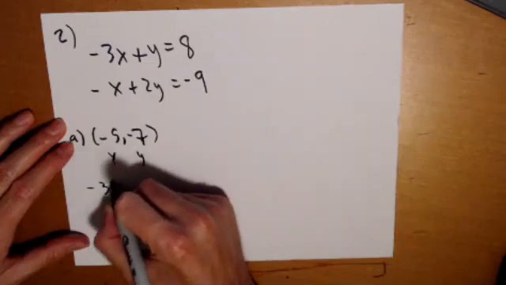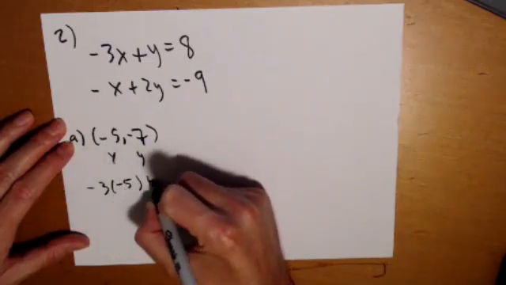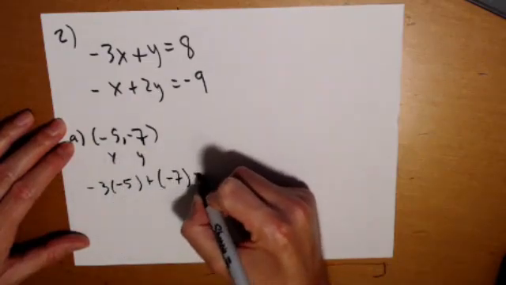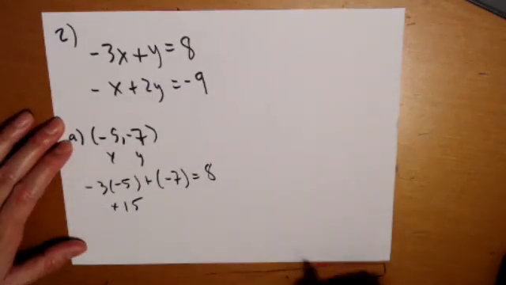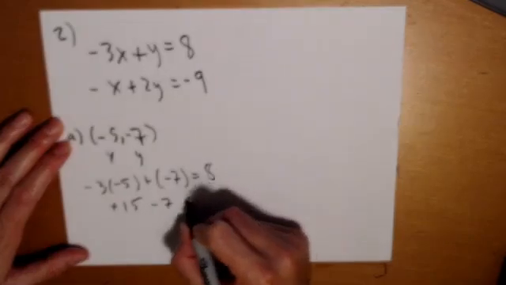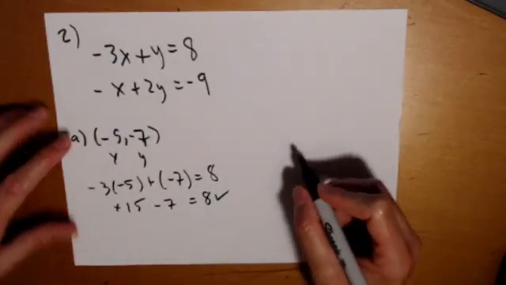So negative 3, x is negative 5, plus y is negative 7. Does that equal 8? That's positive 15. Negative times negative is positive. 15 minus 7 is 8. Okay, that holds true.